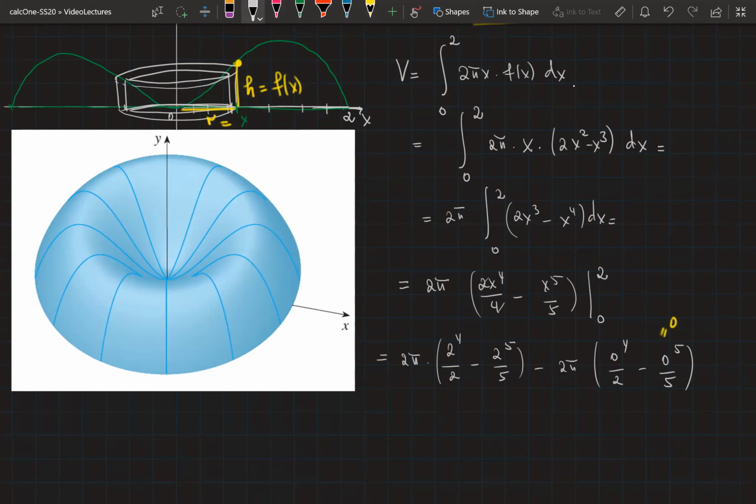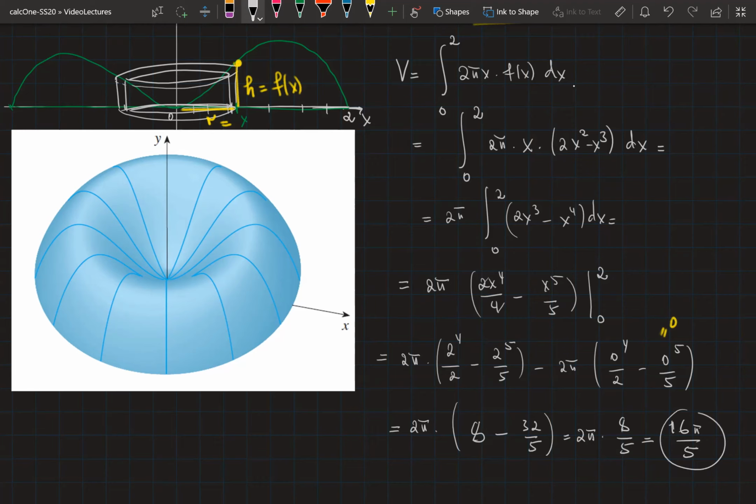So we just need to calculate the first term. It's going to be 2 pi multiplied by 2 to the power of 4, which is 16, divided by 2, so it's 8, minus 2 to the power of 5, which is 32, divided by 5. So I'm going to get the common denominator. It's going to be 5 multiplied by 8, which is 40, minus 32, which is 8. So it's going to be 2 pi multiplied by 8 over 5, which is equal to 16 pi over 5.